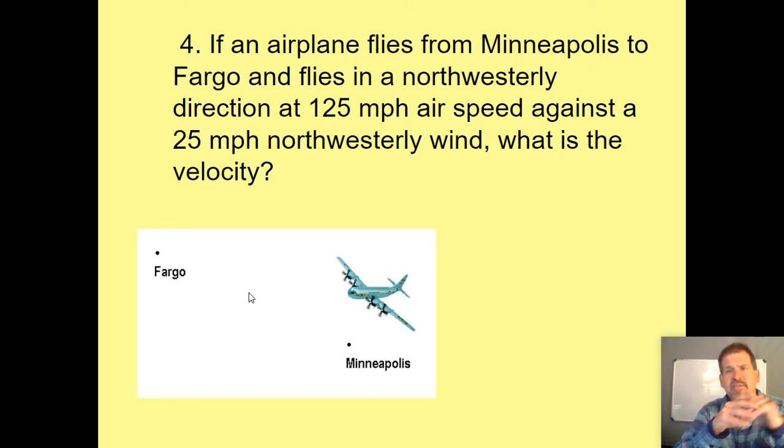All right, so an airplane is flying from Minneapolis to Fargo, in a northwest direction. So Fargo is northwest of Minneapolis. The plane's traveling at 125 miles an hour, but it's heading into a headwind of 25 miles an hour. So what is the velocity?